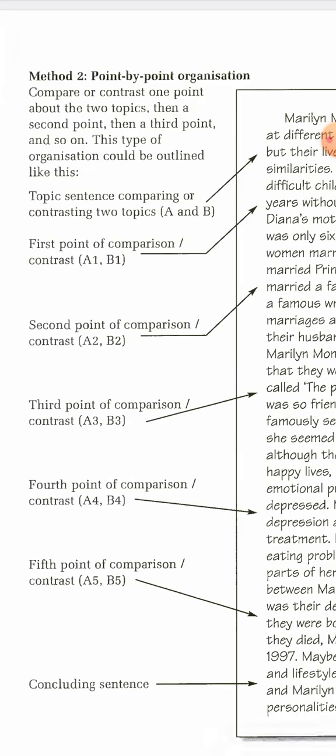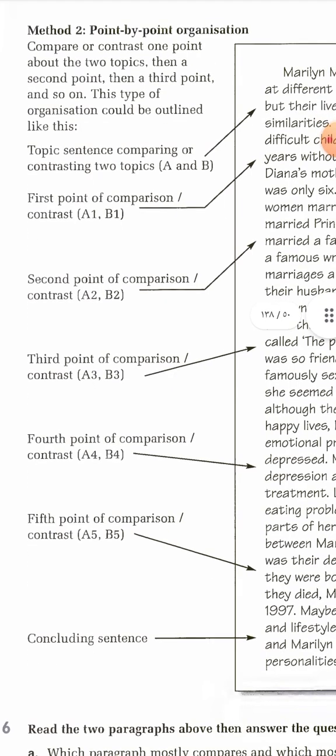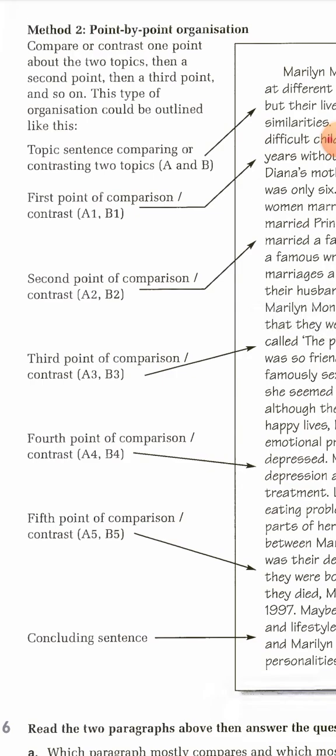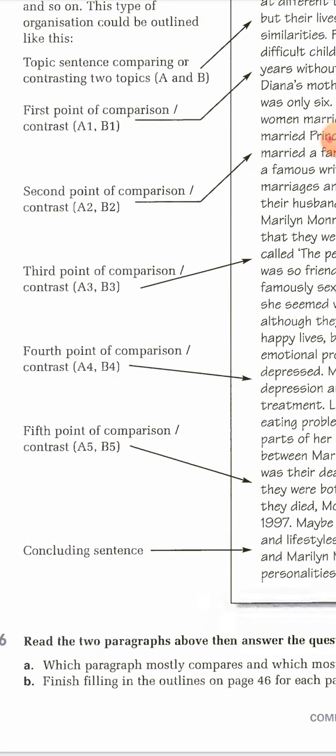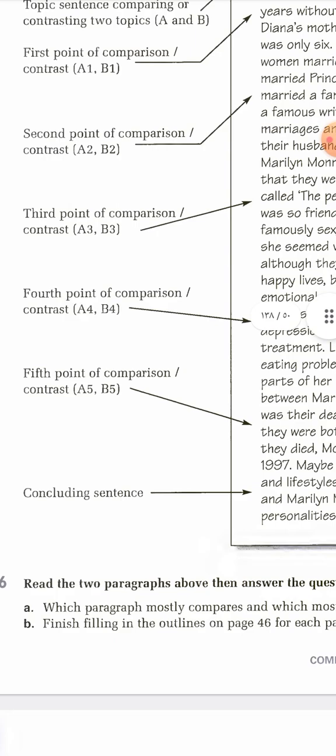You write about two topics, you compare them, and then you talk about the first point in terms of similarities and differences for A and B. And then the second point in terms of comparison and contrast, similarities or differences in A and B. The third point of comparison and contrast, the similarities and differences in A and B. And then the fourth point of comparison and contrast is similarities and differences in A and B. And then the fifth point of comparison, contrast, or similarities and differences in A and B. And then finally the conclusion.